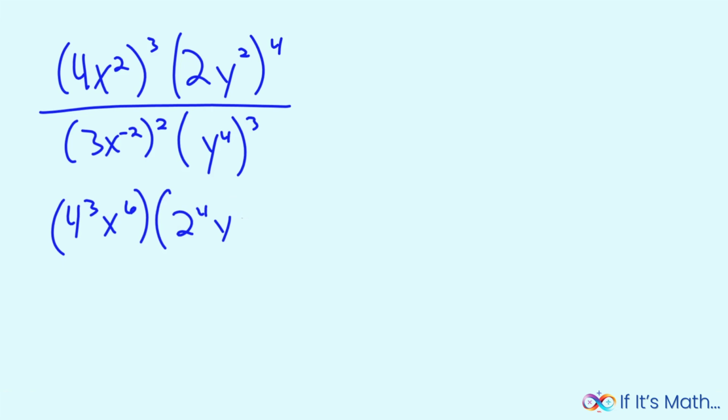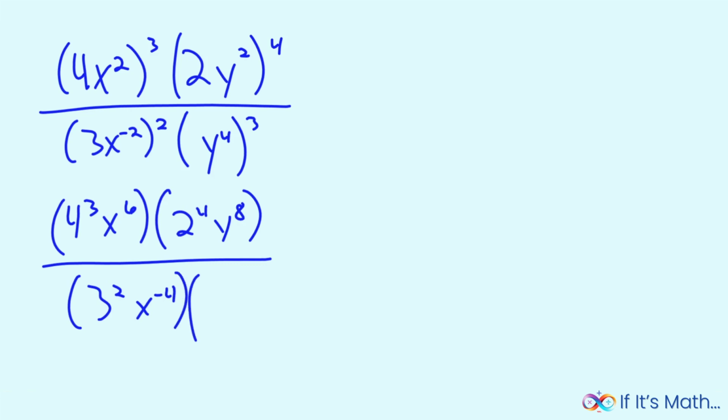Hopefully an 8 that you can read, right? The 8th, there we go. And then same thing we're going to go through in the bottom. So I'll have this 3 squared x to the minus 4, because I have negative 2 times 2. That's going to be multiplied by my y to the 4th to the 3rd. Multiply that, y to the 12th.